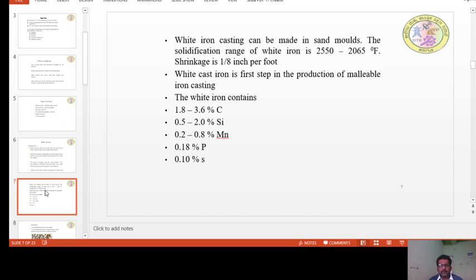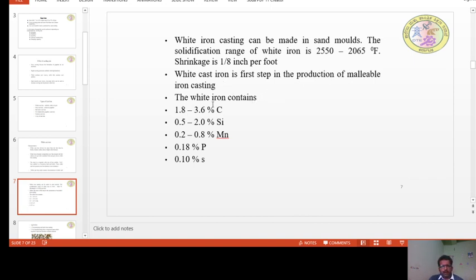The solidification range of white cast iron is 1550 to 1665 Fahrenheit, and the shrinkage is 1/8 inch per foot. White cast iron is the first step in the production of malleable cast iron.